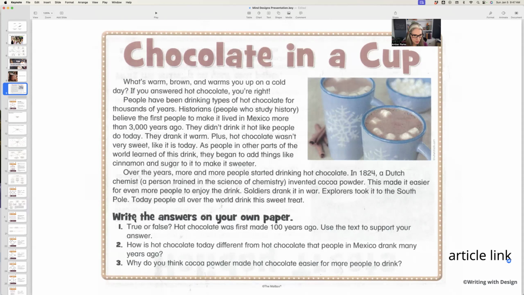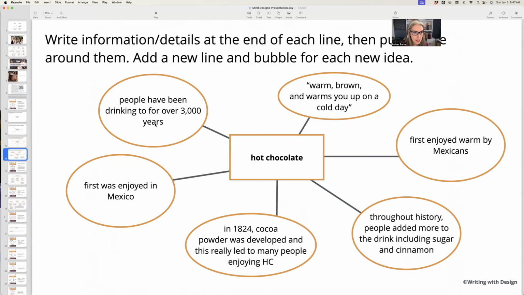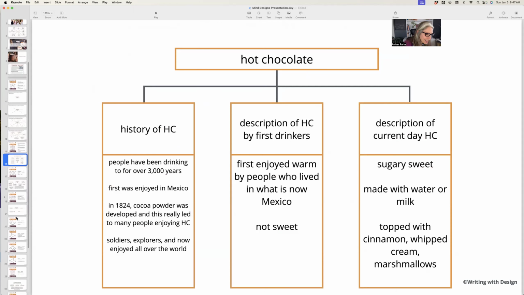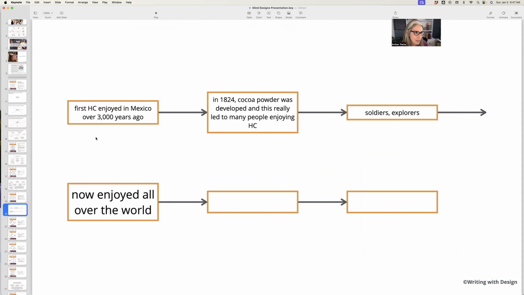I know we did 2 and 3, but let's go back to 1. True or false, hot chocolate was first made 100 years ago? Oh, we know this one for sure. We've got 2 places we could go, actually 3, right? We had it here. We also had it here in our classifying design, where we kind of inadvertently did a timeline, and then we certainly had it out in our timeline.